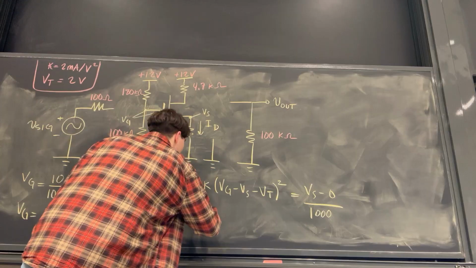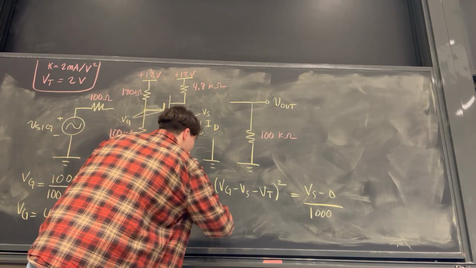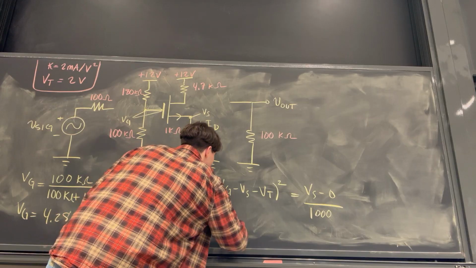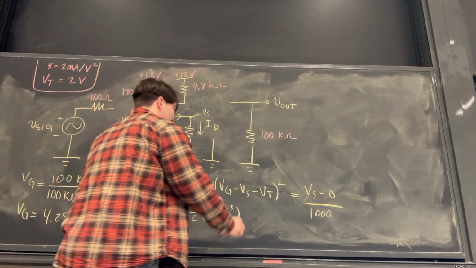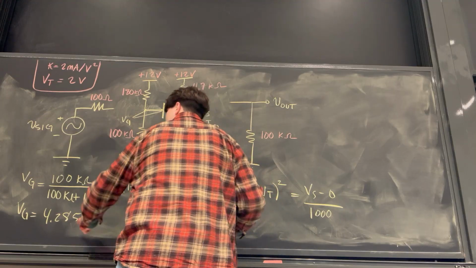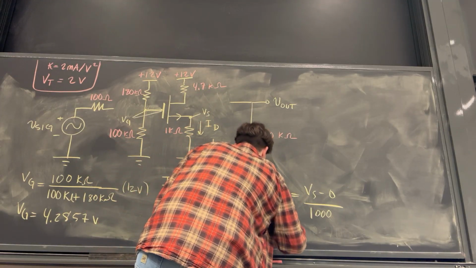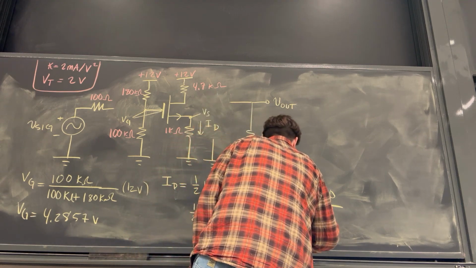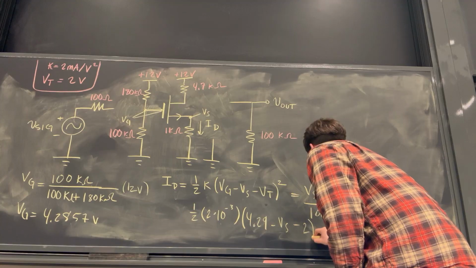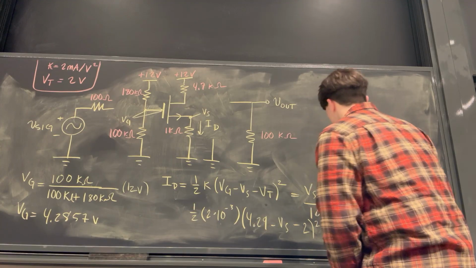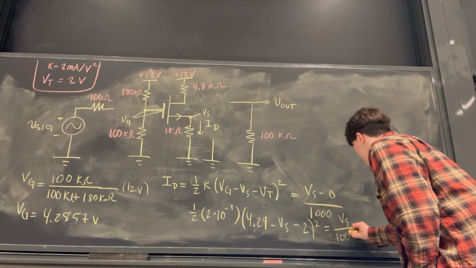So in the equation at the bottom, let's plug in what we know. We know that 1/2 times K, which is 2 milliamps per volt squared. Let's convert milliamps to amps by multiplying by 10 to the negative third. Then we already found VG, which is about 4.29. We don't know VS yet, but we do know VT, which is 2 volts. So we can plug in 2. This is all squared. And on this side, we don't know VS, but we know it's divided by 1,000.